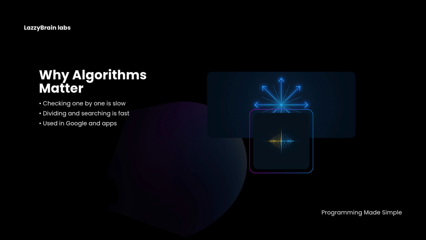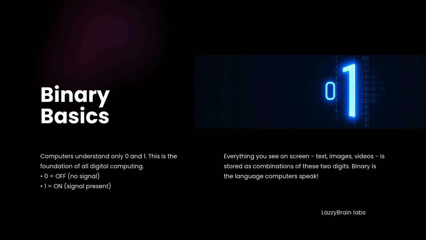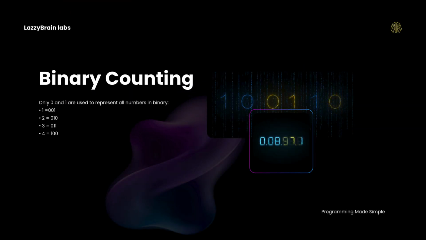Now let's understand how computers actually think. Computers do not understand English or any human language. They understand only two things: 0 and 1. 0 means off. 1 means on. This is called binary. Instead of counting like we do from 0 to 9, computers count using only 0 and 1. For example, 1 is 1, 2 is 1 0, 3 is 1 1, 4 is 1 0 0. Everything inside a computer is based on this.